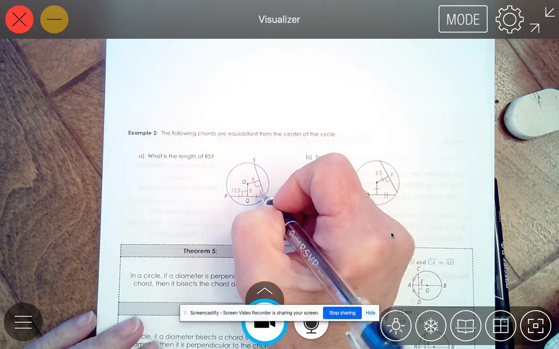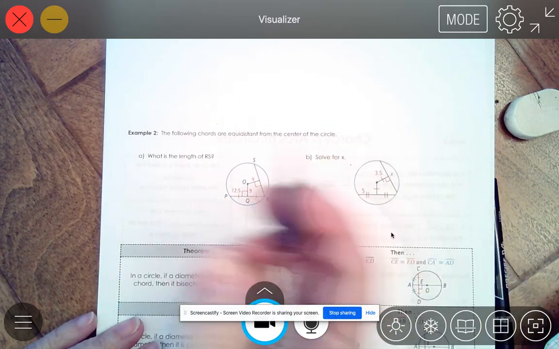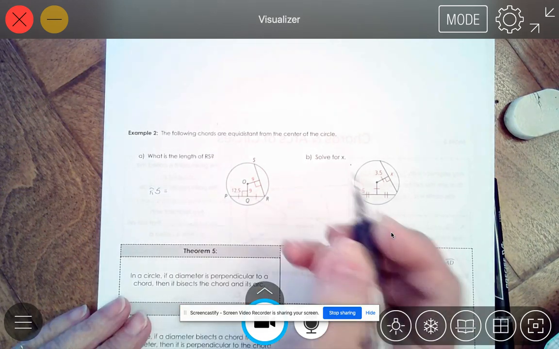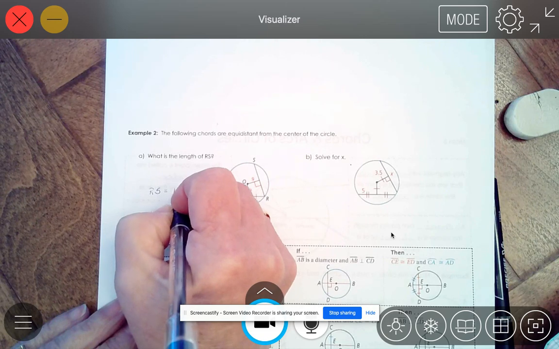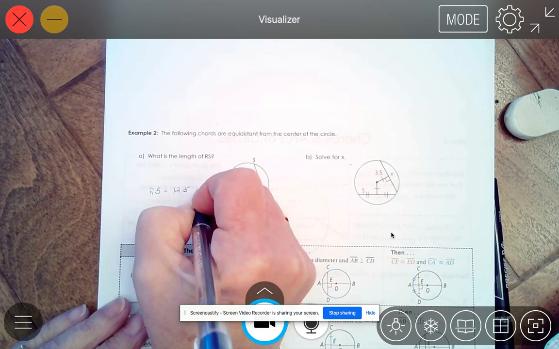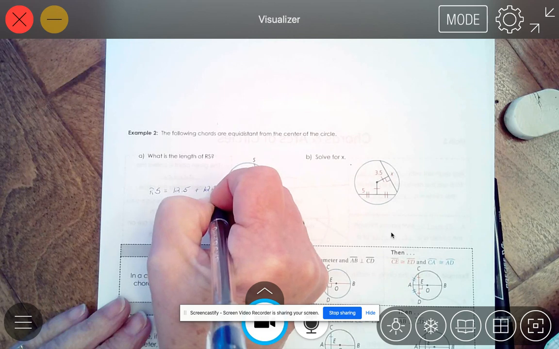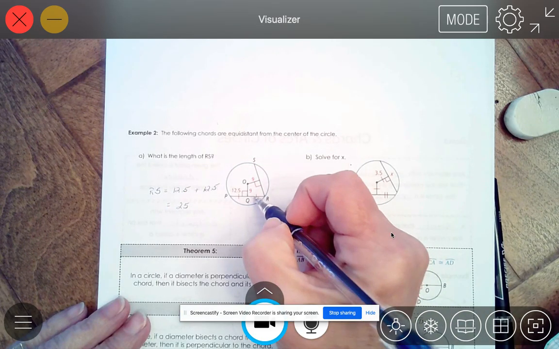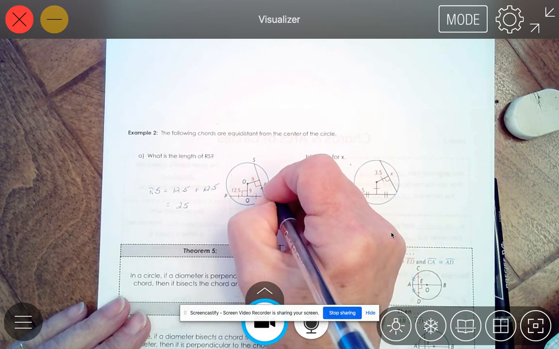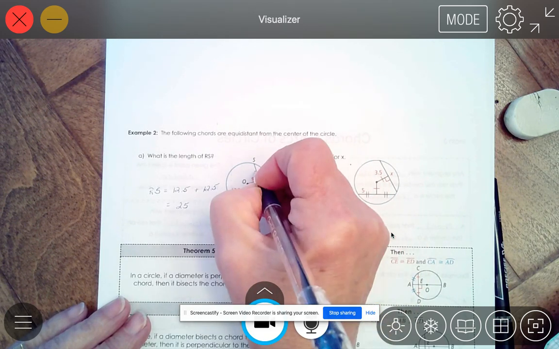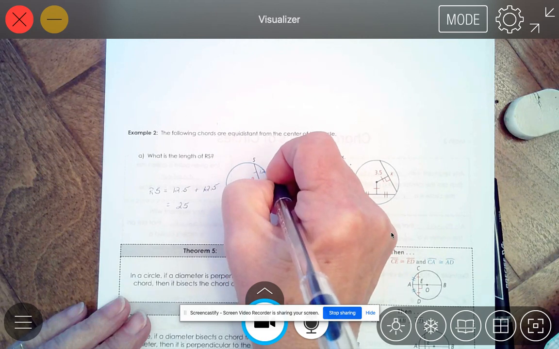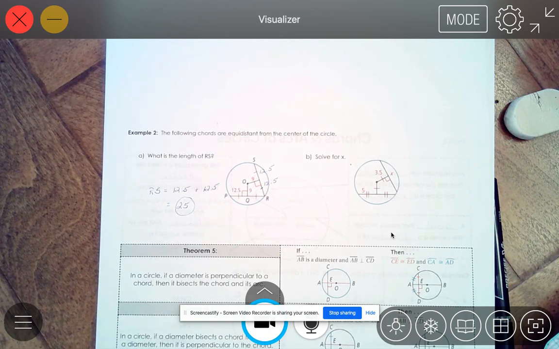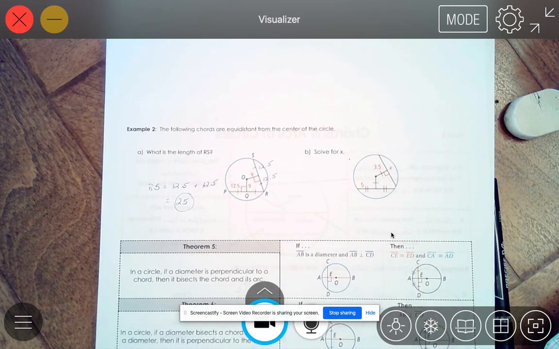Okay, so if this is 12.5 and this is 12.5, I know that RS is equal to 12.5 plus the 12.5. So it is going to be 25 units. Okay, since this is 12.5, then this one right here is going to be 12.5, and so is this one over here. So the whole thing, RS, is going to be 25 units. I'm going to ask you to do B.